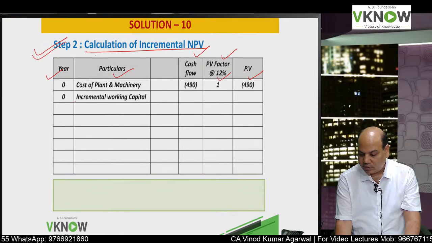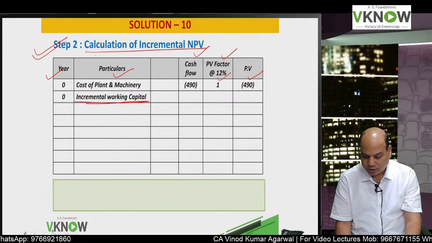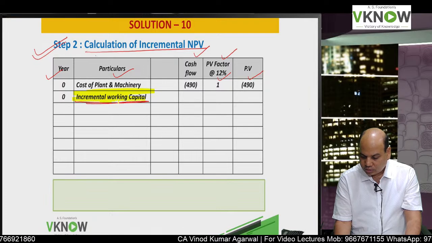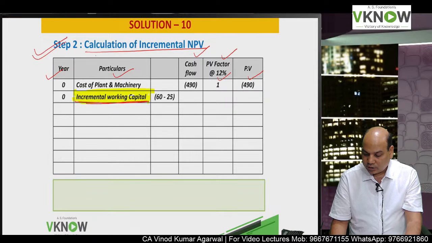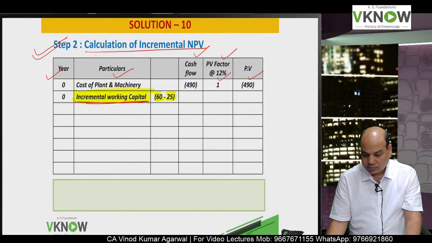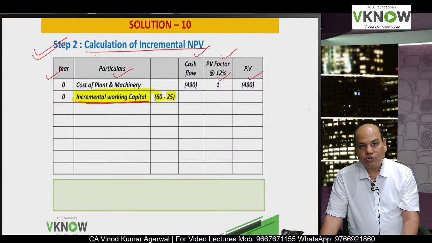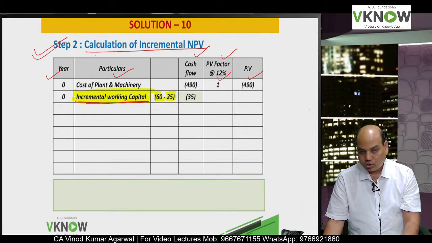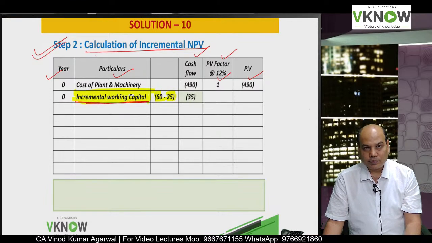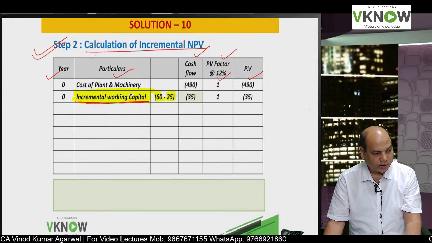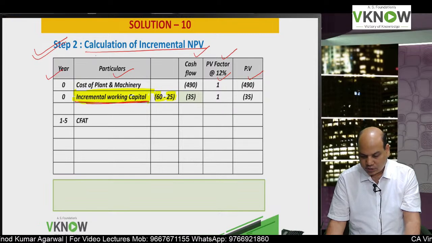Year 0, incremental working capital. Important. Chance of mistake here. If you undertake this project, you will require a working capital of 60. If you continue with your existing project, there is already an investment of 25 million in working capital. So to undertake this project, you will have to put 35 million USD more today. So that is 35.